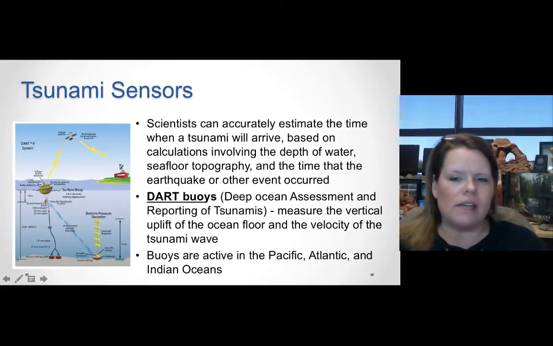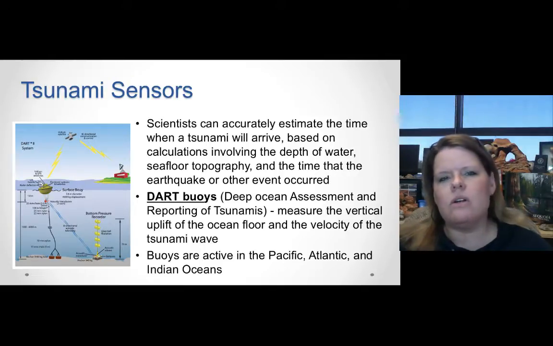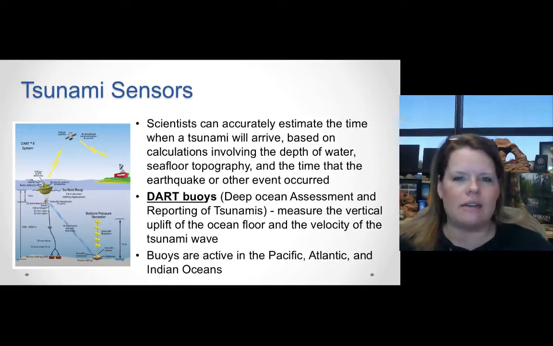Scientists can accurately estimate the time when a tsunami will arrive, but these DART buoys have been put in place because they're connected to the ocean floor. There's a seismometer there. There's sensors to explain how fast the water will move, meaning the speed of the wave. And if we already have topography of the ocean floor determined, we can put all that data together and put it in computerized models to help predict when the arrival of these things will occur at the next coastline.